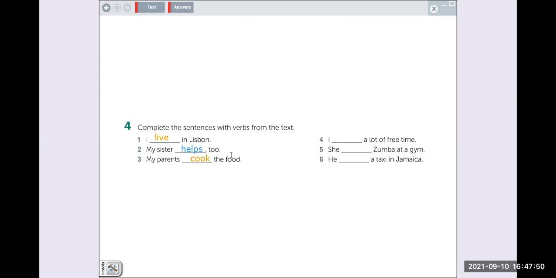I don't have a lot of free time. The next one, she blank Zumba at a gym. She teaches. Cuando añadimos la ES se pronuncia teaches. Okay? She teaches, watches, washes, kisses. She teaches Zumba at a gym.